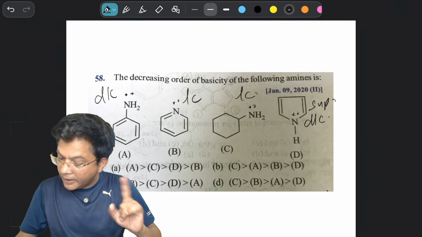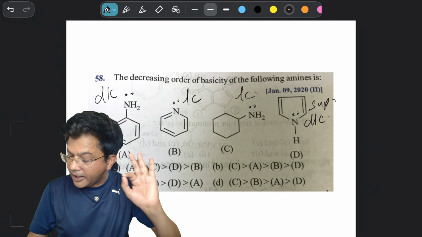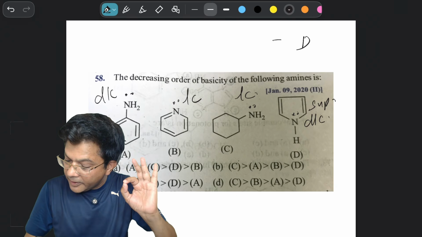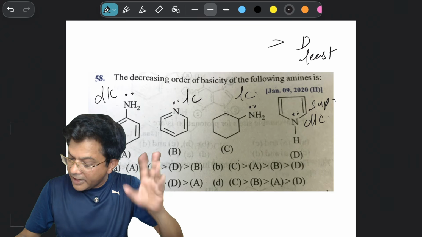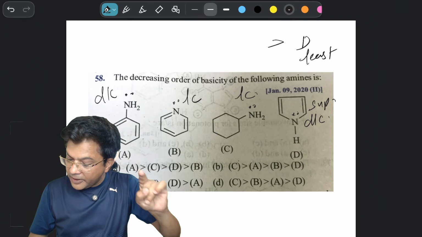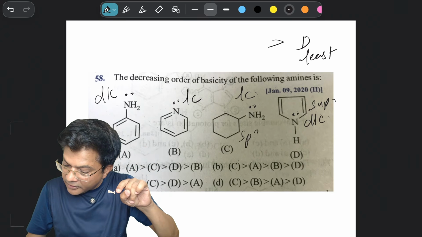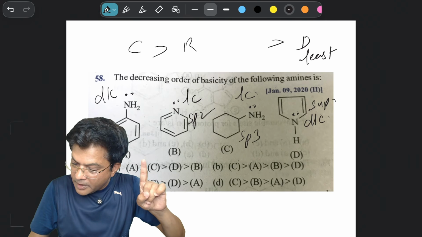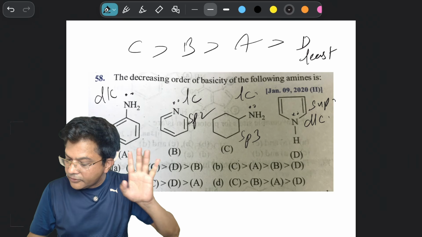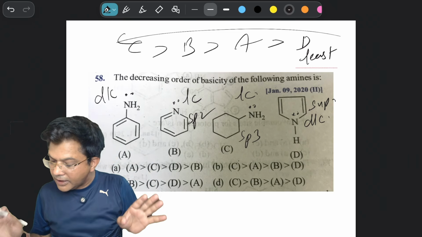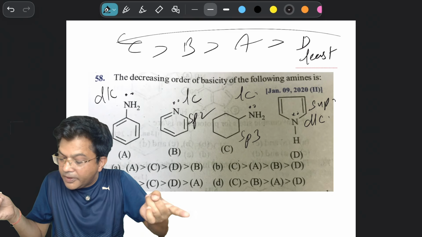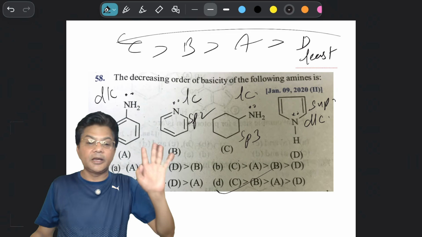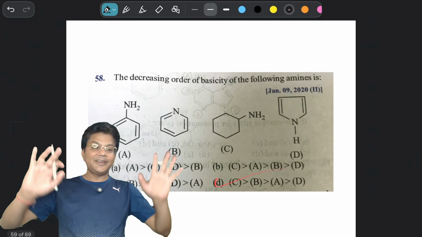So super delocalized, so least basic. First of all, let me write down basic. Least basic will be your D. What they have asked, I will write down later on. Most basic is localized, adjacent are sp3, adjacent are sp2. So C is most basic, after C B, after B A, and after A D. Now let's see what the question has asked. Decreasing order of basic strength, CBAD. D should be the correct answer. Let's check it out. D is the correct answer.